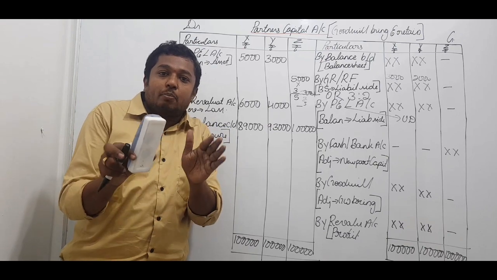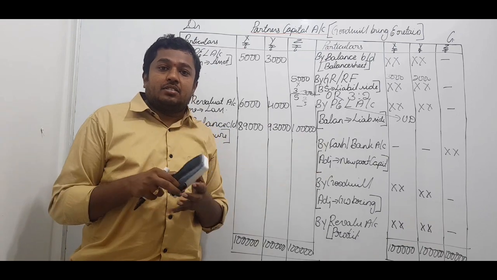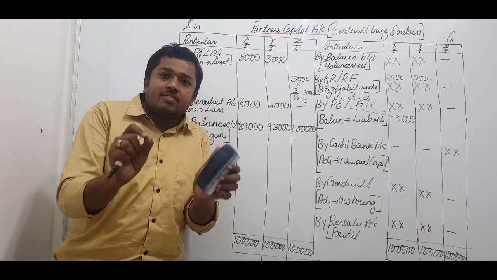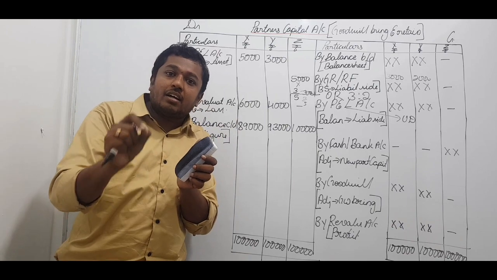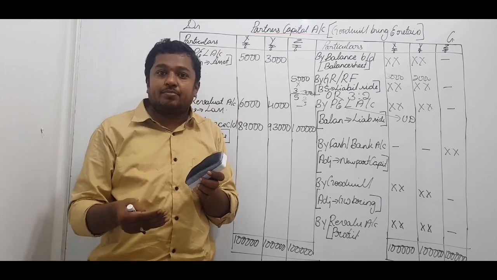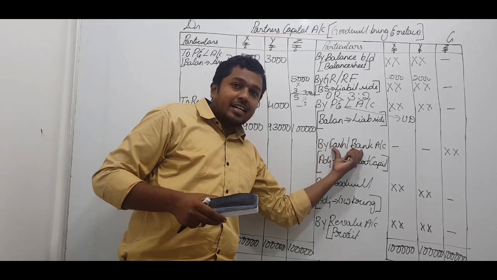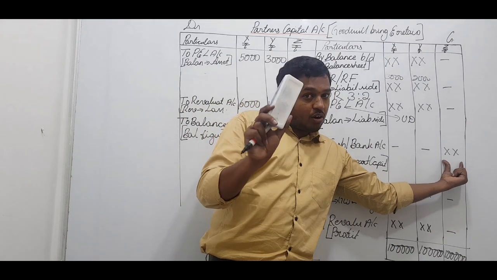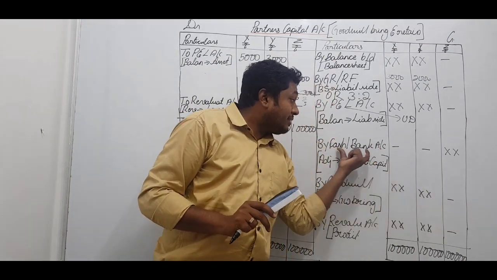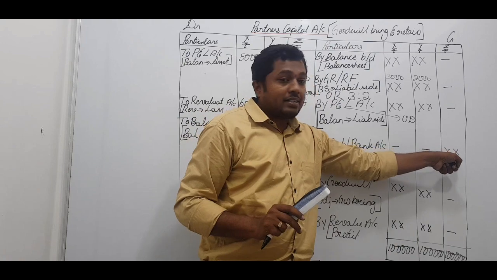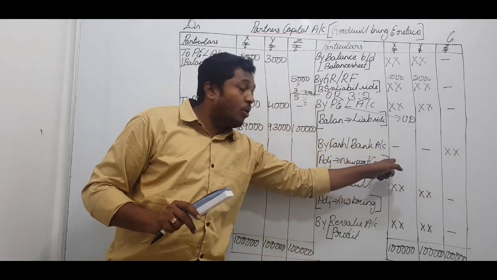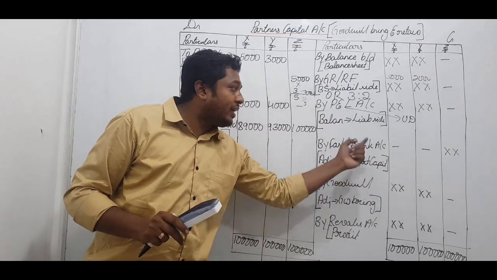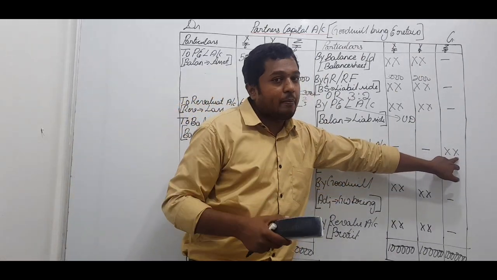Nobody will invite a new partner with a bare hand, saying you simply come and join with us and you share profit. Nobody will call like this. Everyone invites a partner with a condition to bring capital. Such capital is written here by cash or bank only in the new partner's column, not in the old partners' column, because it is a capital brought by the new partner. That's why it is written in the new partner's column.